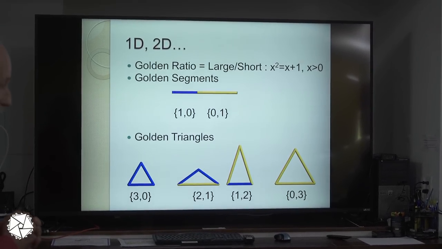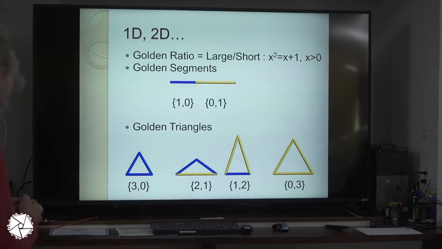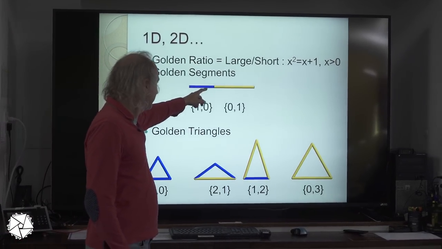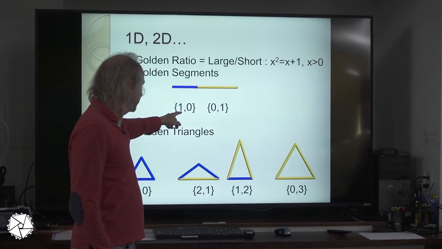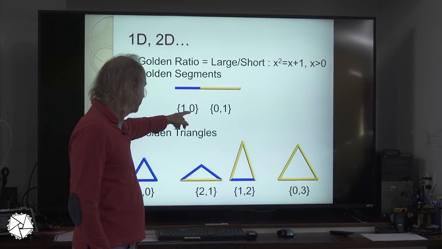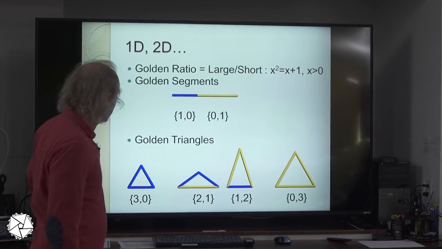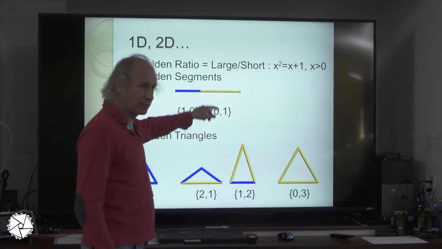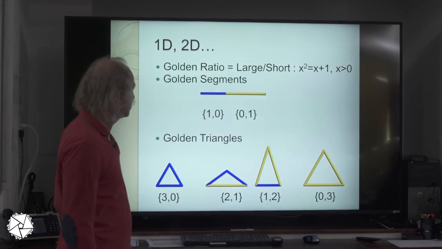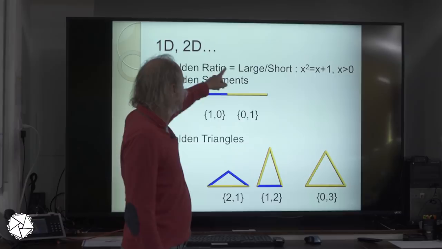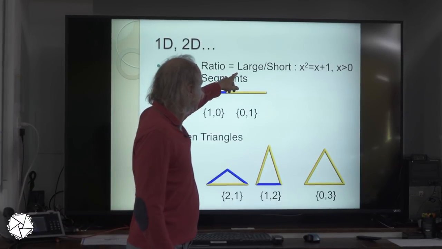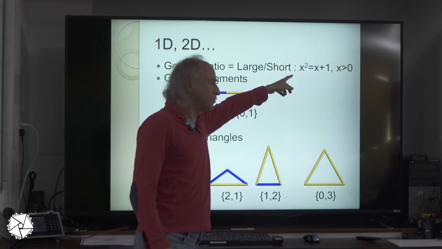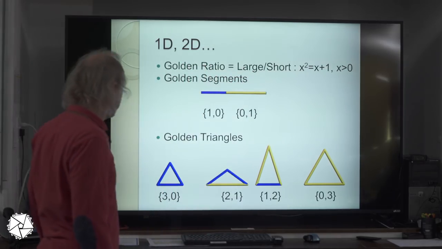So there are some simplex in 1D. This is just the segment from the Fibonacci chain, one and, in Dirichlet coordinates, it's 1 and 5. I always represent phi, the long one, in yellow, so it's easy to see. And the definition is that the large over the short, the golden ratio, is the positive solution of x squared equals x plus 1.